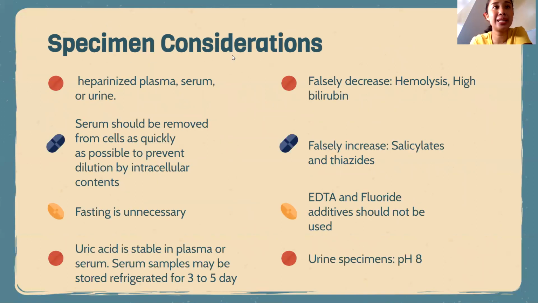So class, ang ginagamit natin as specimen, pwedeng heparinized, pwedeng serum, pwedeng urine. So as much as possible, class, sa lahat naman ng test, you should separate your serum and red cells immediately. Fasting is also unnecessary, and your uric acid is pretty much stable. Class, if you are measuring uric acid in urine, it should be at alkaline level. We don't use EDTA and fluoride, so serum lang and heparin. Falsely decrease in hemolysis, high bilirubin, increase in salicylates and thiazides.